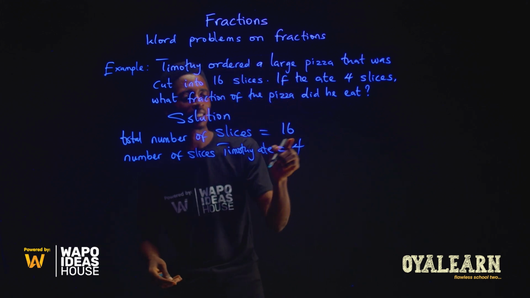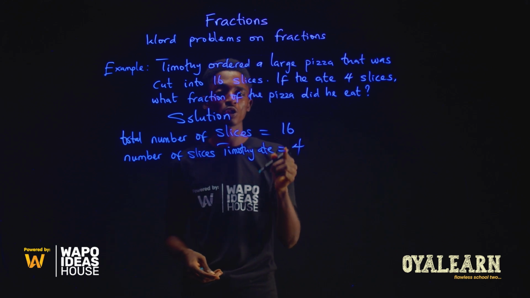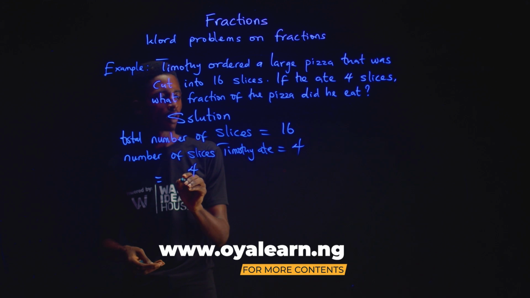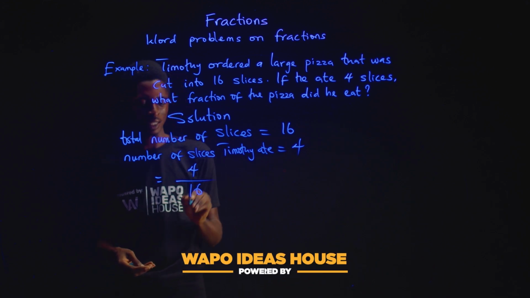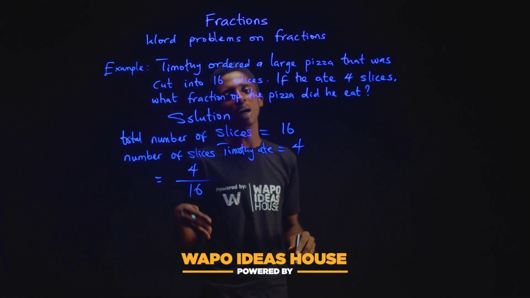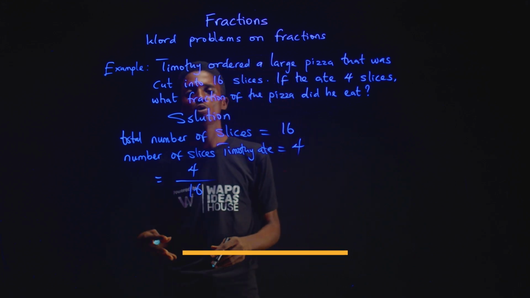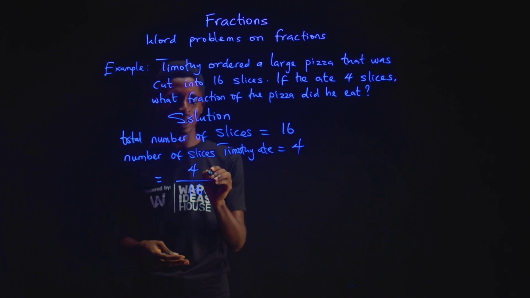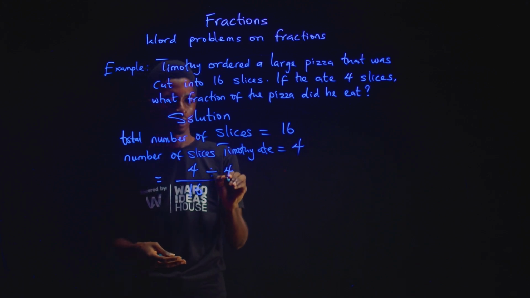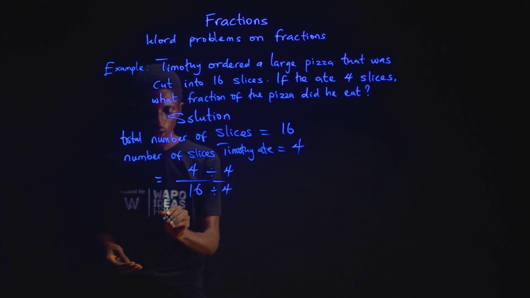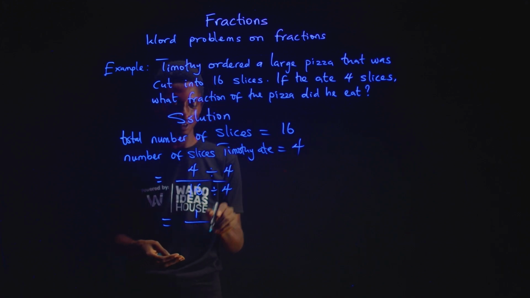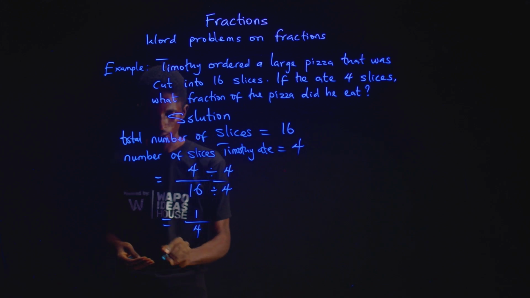So if the whole is 16 and he has taken a part which is just 4, that fraction would then be 4 out of 16. And of course, we have learned that when we have fractions like this, you have to bring it to its simplest term. And the common factor of these two numbers is 4. So when we divide both the numerator and the denominator by 4, this would give us 4 divided by 4, 1, and 16 divided by 4 is 4.